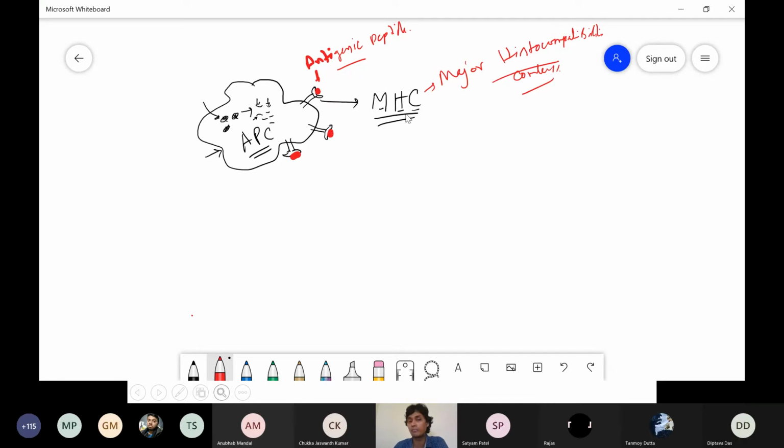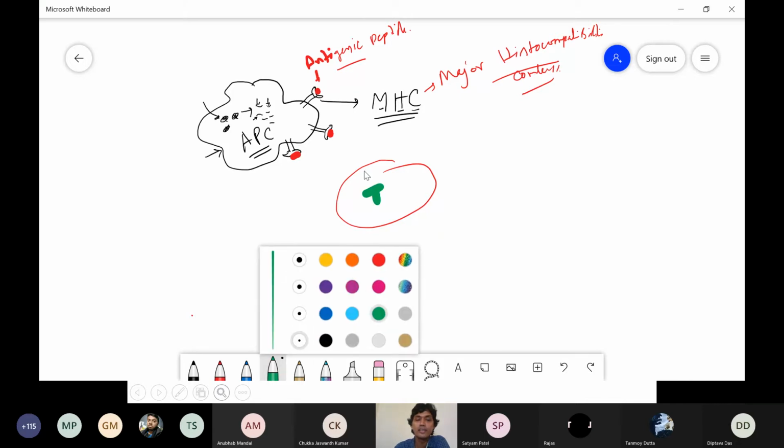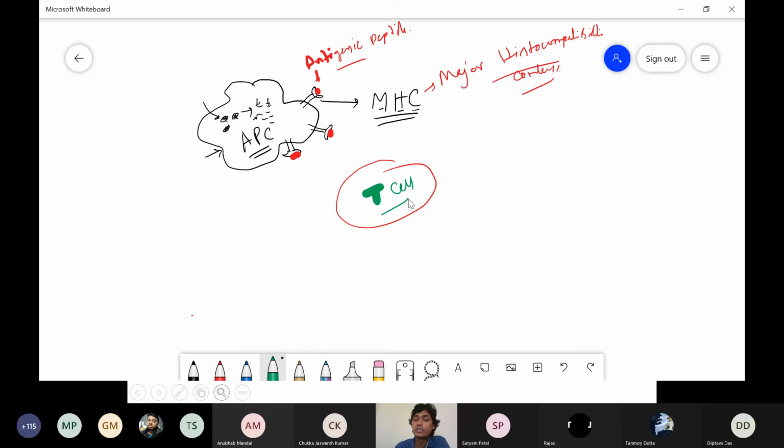No other, this is a very important molecule. They only present this antigen. And as a result of that, now what is the mechanism? Now we have T cell in our body. Okay, so this is called T cell. T cell and B cell, they are part of our adaptive immune system.